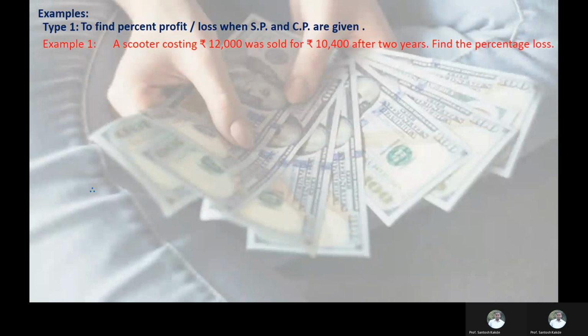So let us consider type 1: to find the percent profit or loss when SP and CP are given. That is selling price and cost price are given. Then we have to calculate percent profit or loss. So let us consider example. A scooter costing 12,000 rupees was sold for 10,400 rupees after 2 years.